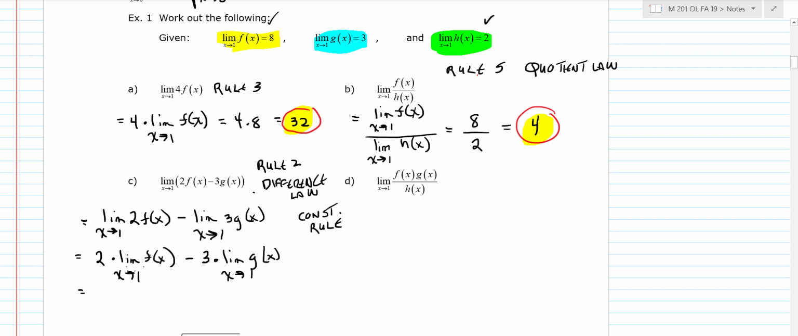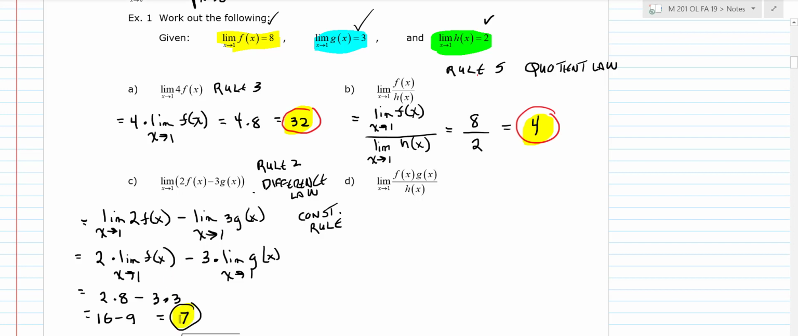Now you're ready to get this worked out. The limit of f of x is 8. That was something I gave you. The limit of g of x was 3. I gave that to you. So this is ultimately what you work out then. So that would be 16 minus 9. So the answer to that would be 7. All right? Okay, so that's how that one gets put together.